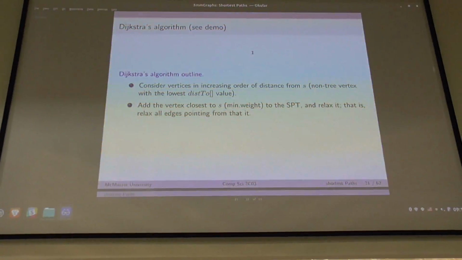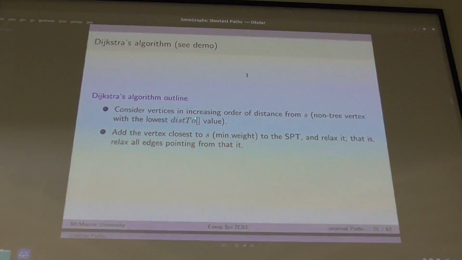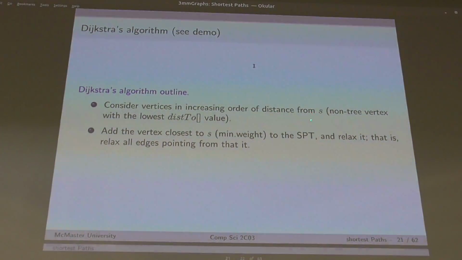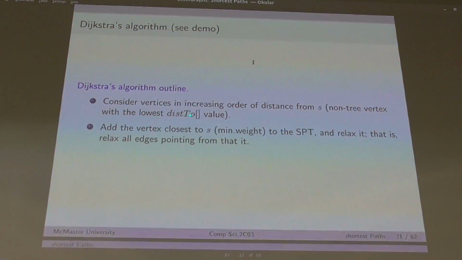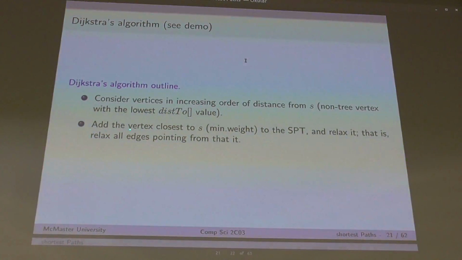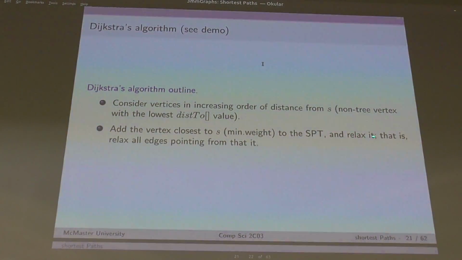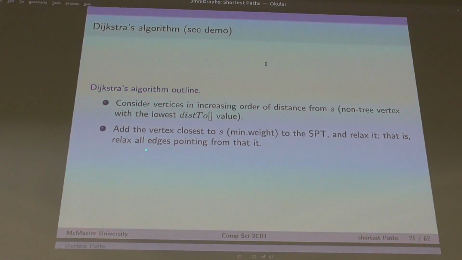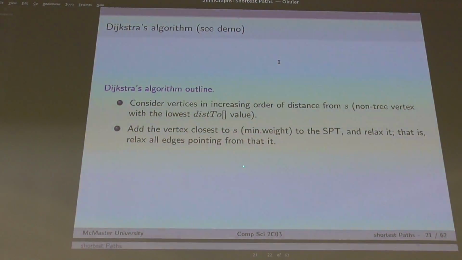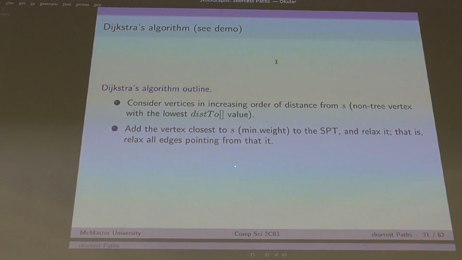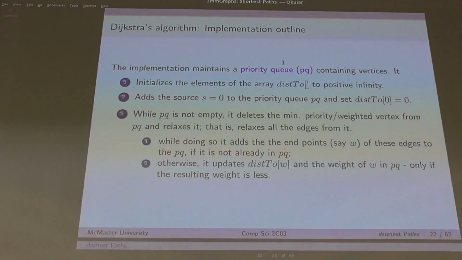So, Dijkstra's algorithm outline. We consider vertices in increasing order of distance from s. That is to say, the non-tree vertex with the lowest distTo value. Add the vertex closest to s to the shortest path tree and relax it. That is, relax all edges pointing from it. That's some tasty grammar.